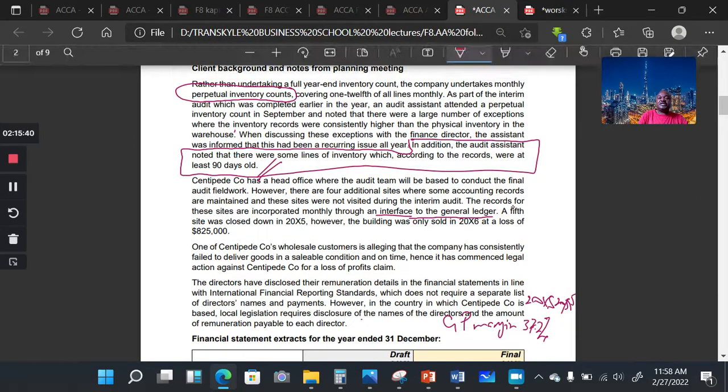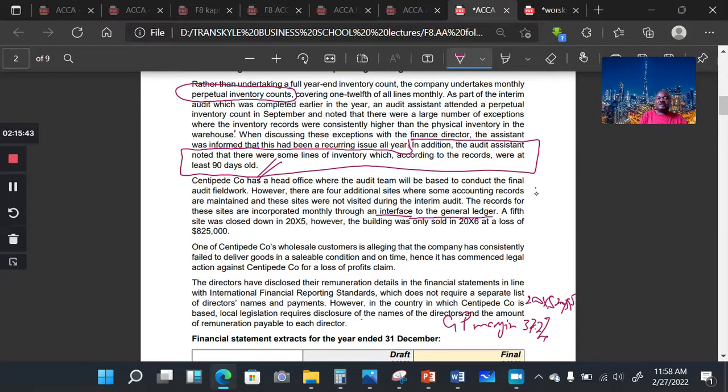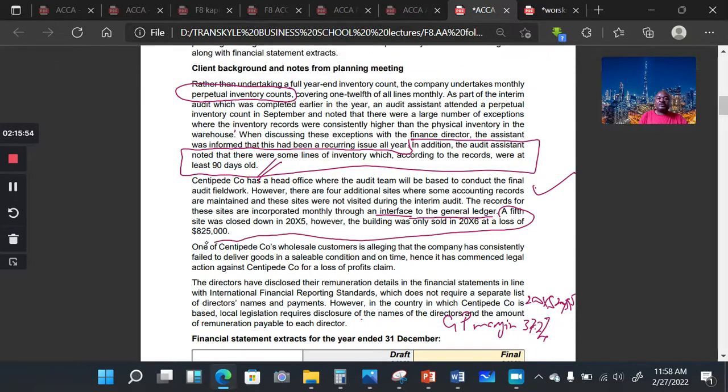If we go back to the question, we talked about the first part, which deals with the computer side, the interface and so forth. But now there is this last segment of the paragraph which talks about the disposal of the building. A fifth site was closed down in 20x5. However, the building was only sold in 20x6 at a loss of 825,000. So during the year, we disposed of a building at a loss. Okay, so what's the audit risk there?